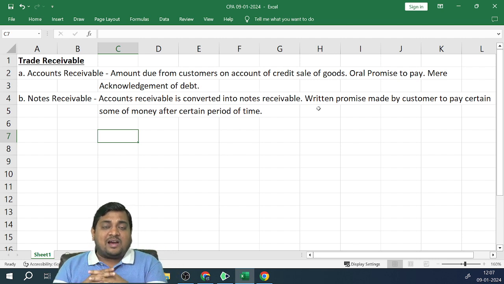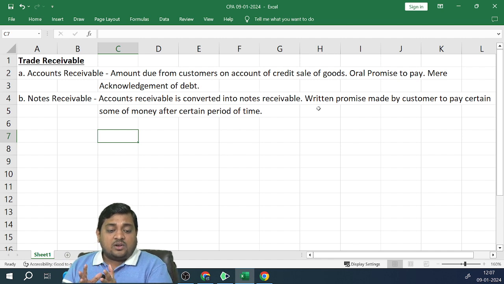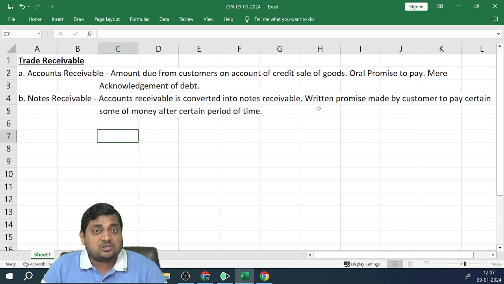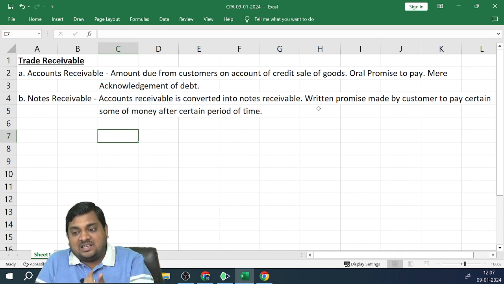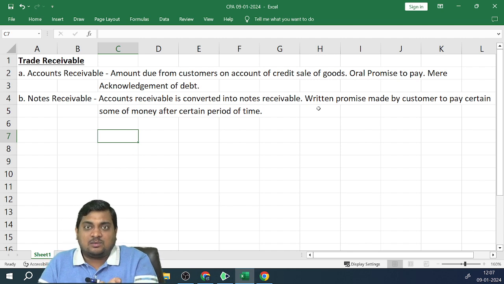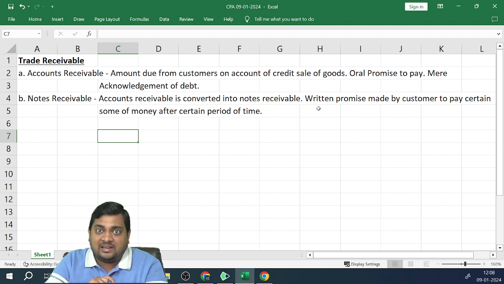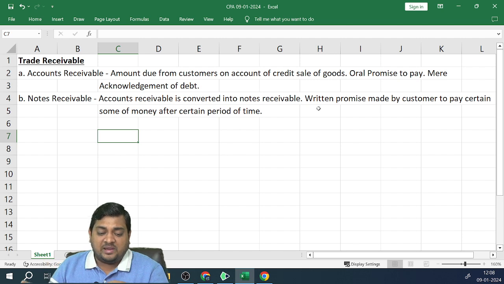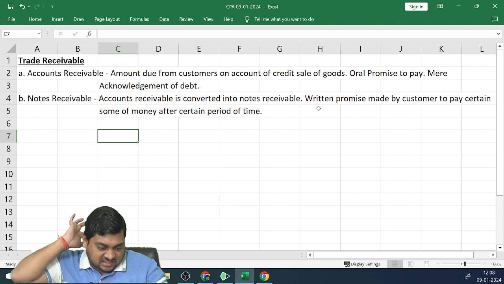So before going into the valuation of trade receivables, first of all, we'd like to know what trade receivable is. Under trade receivable, we have accounts receivable, that is amount due from customers on account of credit sale of goods. It is an oral promise, simply mere acknowledgement of debt. And notes receivable means the receiver directs the payer to pay a certain sum of money after a certain period of time, and it has to be in writing, right? So basically it's a written promise made by the customer to pay a certain sum of money after a certain period of time. Both come under trade receivable.